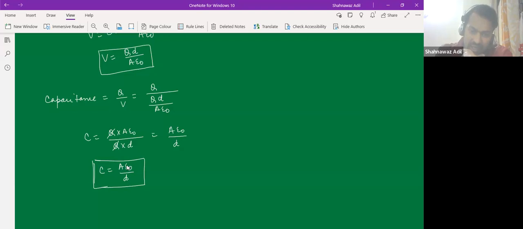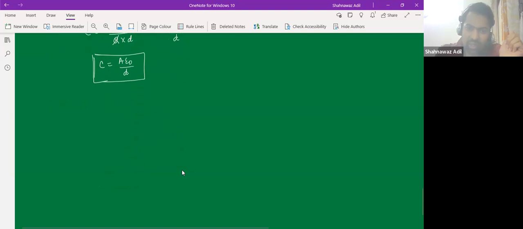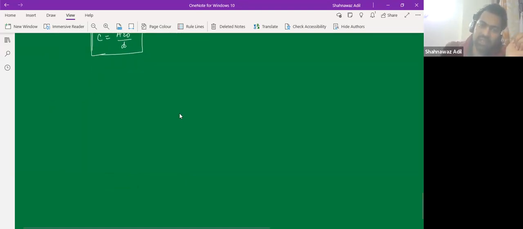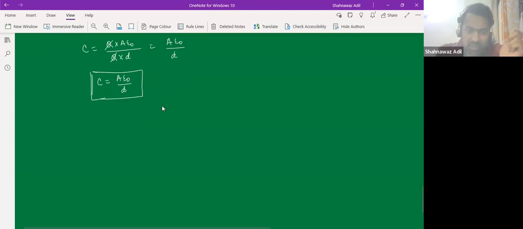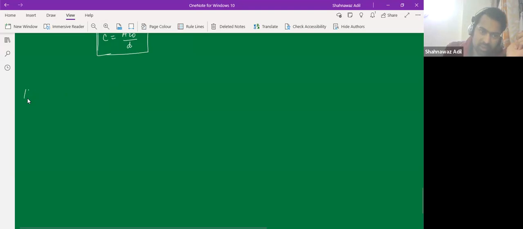And you see this epsilon naught is there, which is telling us that it also depends upon the medium. So if we put a dielectric medium inside the capacitor, that will also change the capacitance. We already know how the permittivity changes if we insert a medium.